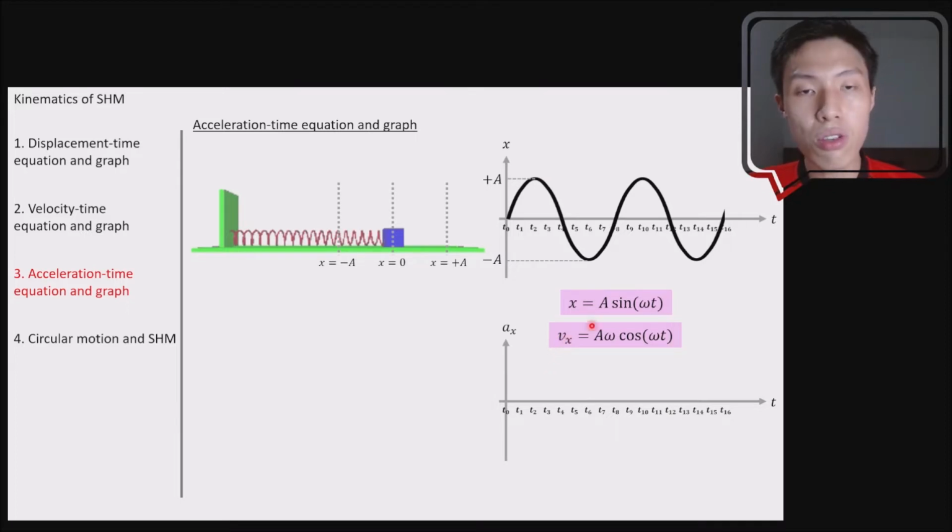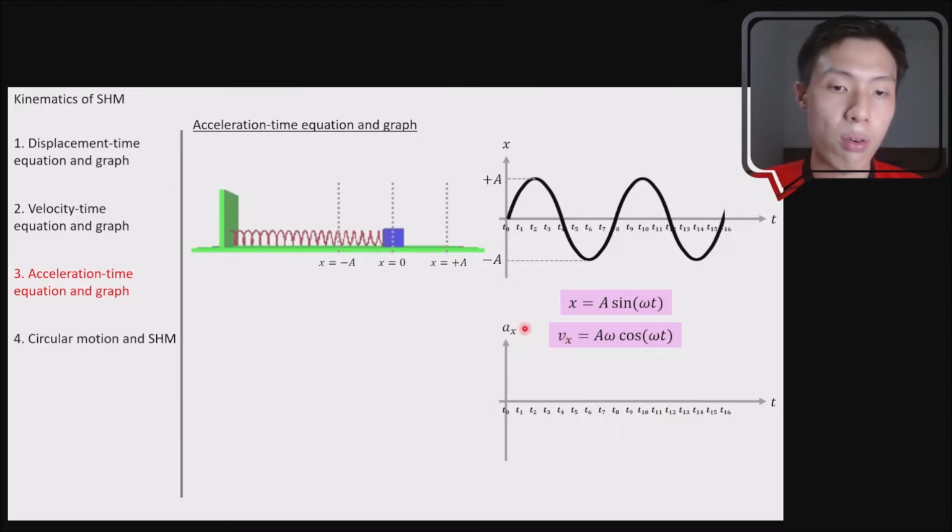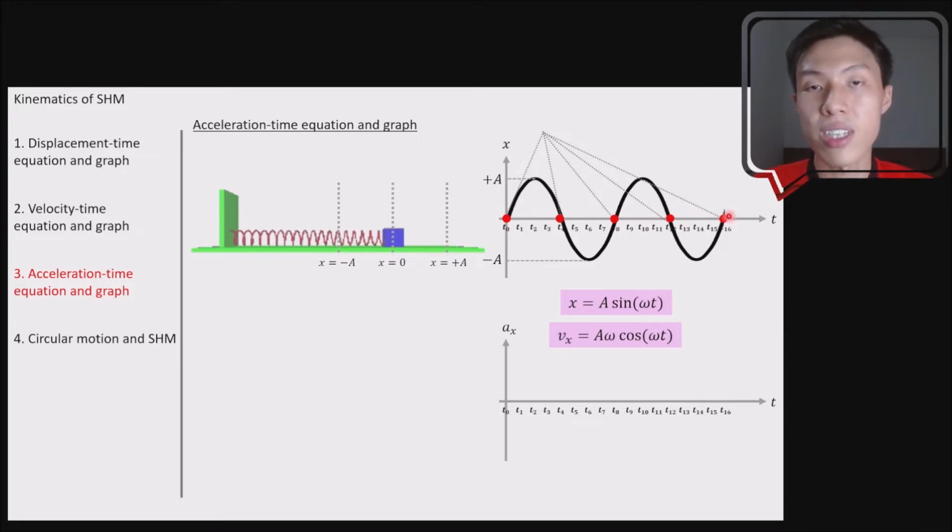Now we'll try to plot our acceleration time graph. How we do it is we'll again focus on a few specific moments that are interesting to be investigated. These are the 5 points that are interesting to be investigated, because these 5 points represent moments in which the object is at its equilibrium. So x is equal to 0 at these 5 moments. Why are these 5 moments interesting to be investigated?